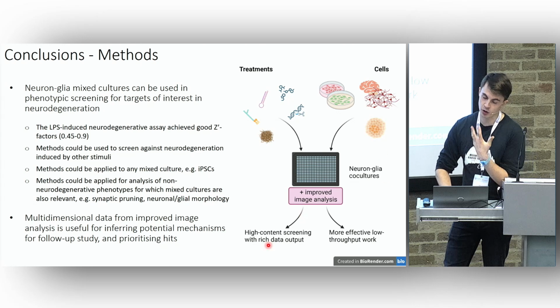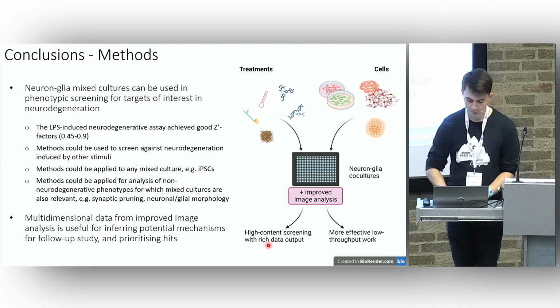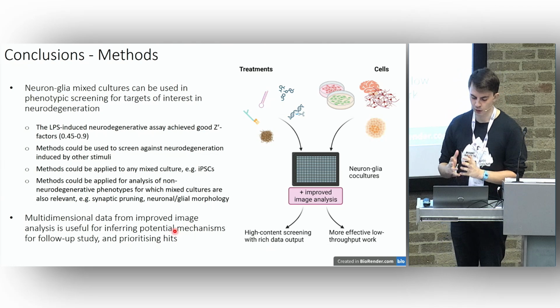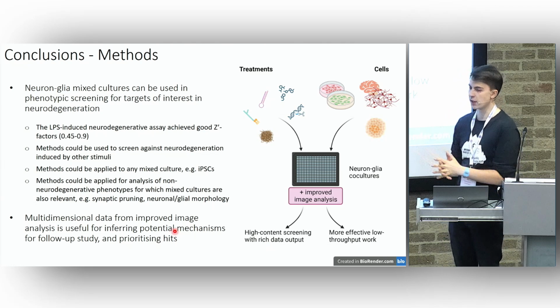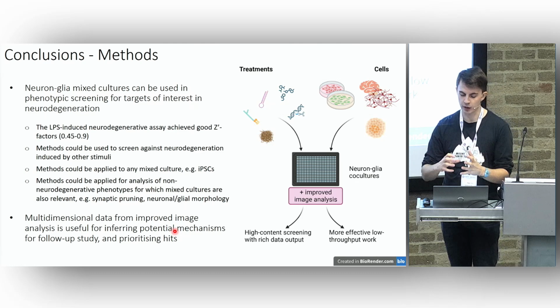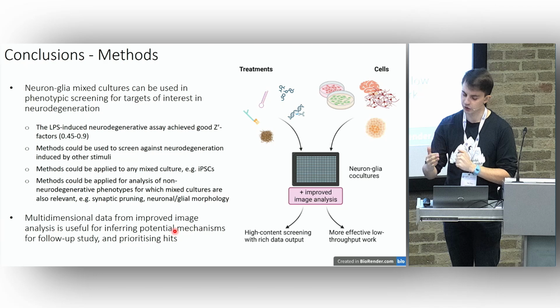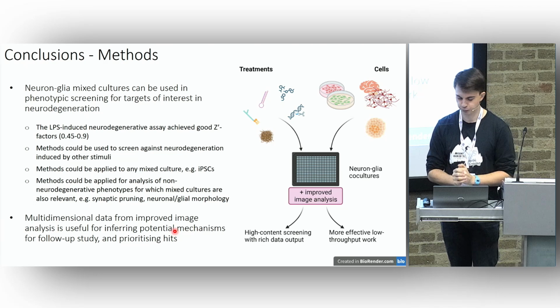And then this can support both high-content work and low throughput work, as we found with our study on sick. And finally, one of the key benefits is that you get this really rich data set to look at actual functional phenotypes in the cultures, rather than just a simple cell count for neurons, for example.